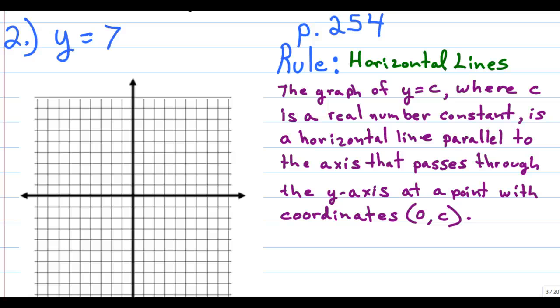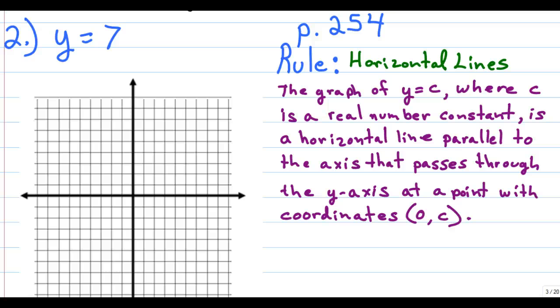All right, now we're ready for question number 2. In these instructions, it says to graph using the x and the y intercepts. We're given the equation y equals 7. Well, in this case, we don't have an x value. This also means that we won't have an x-intercept.